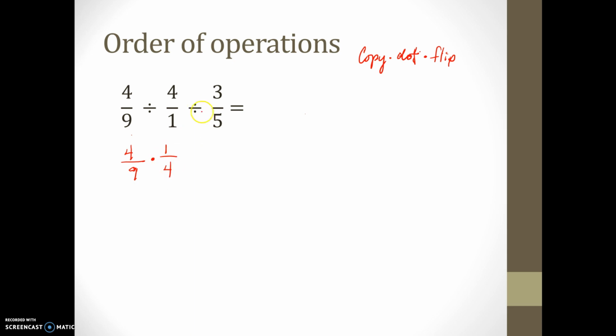Now I've got another division problem there, don't I? So let's just leave that be for now. We're just going to keep that division problem, and we're going to deal with it in a second. So we'll just solve this first. So 1 times 4 is 4, and then 9 times 4 is 36. So I've got 4/36, and now I've got it divided by 3/5.